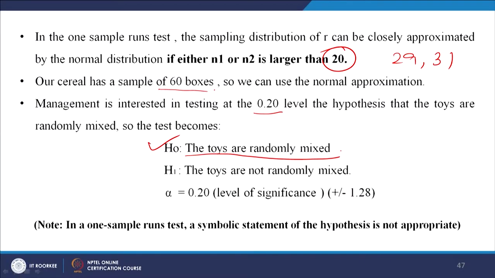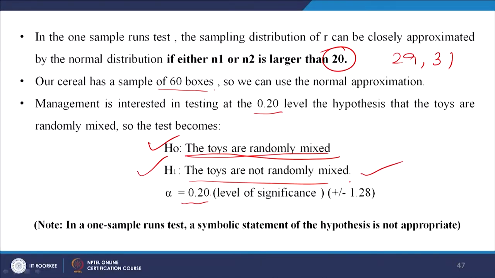So, what is my null hypothesis? The toys are randomly mixed, it is random. So, this is always my null hypothesis in the R test, right. What is my alternate? The toys are not randomly mixed. See, some people might be getting confused that we use the word not in case of a null. No, no, it is not like that. Whatever we want to disprove, that is my null hypothesis most of the time, right. So, in this case the null hypothesis is that the toys are randomly mixed, and we want to see whether it is actually not random, right. So, that is what we want to know. What we want to know, not randomly mixed, is my alternate.